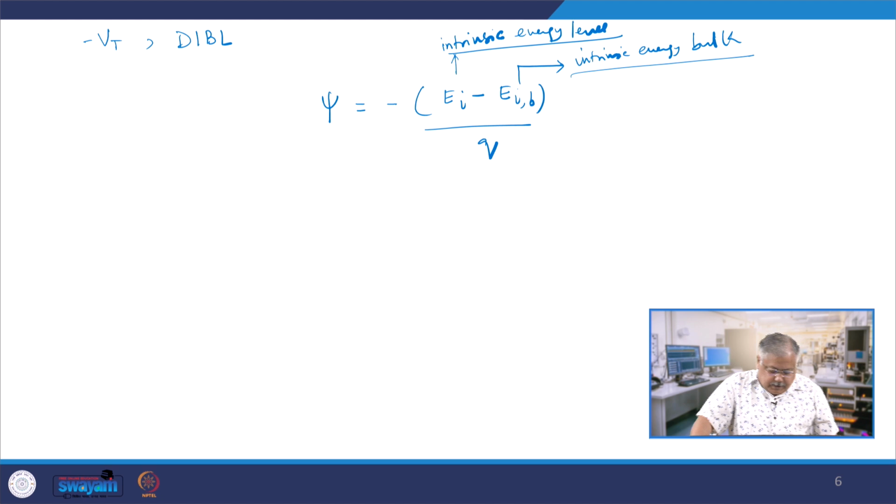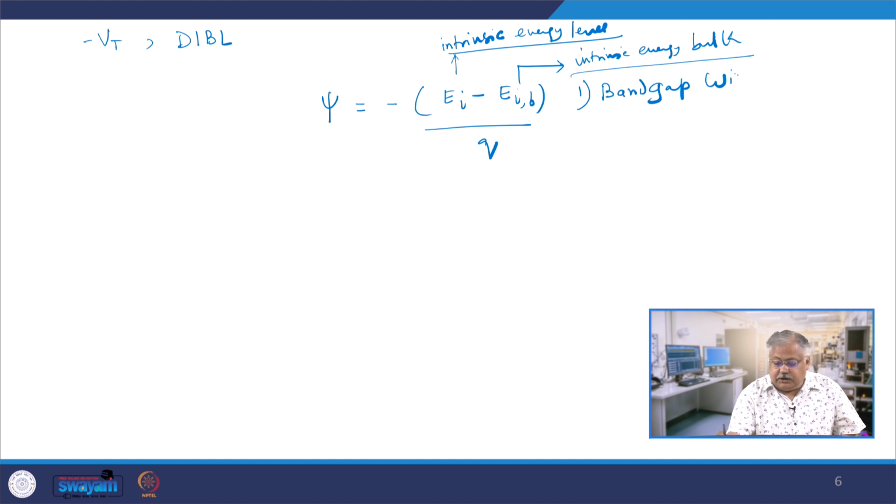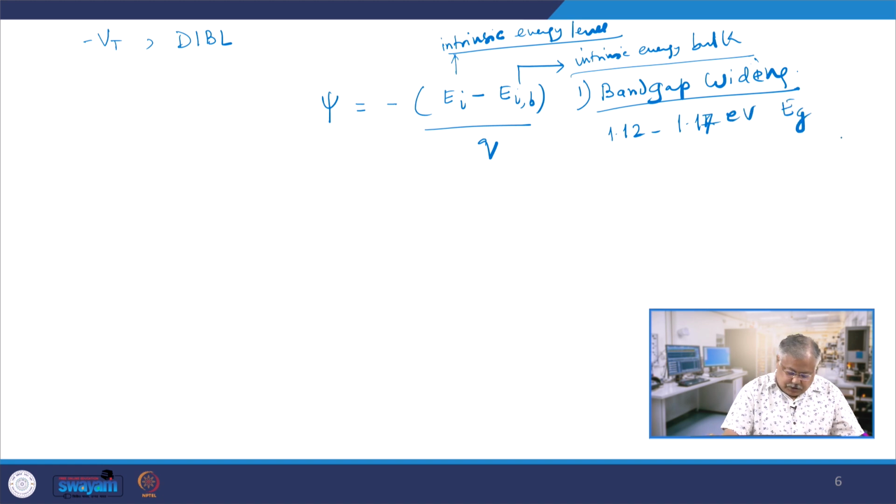Now, let us look at the concept of band gap widening from the viewpoint of the Varshni model. So, first we look into the band gap widening at cryogenic temperatures. Now, what we have seen in the earlier stages also is that 1.12 to 1.17 eV is the increase in the band gap EG as you reduce the temperature, right.